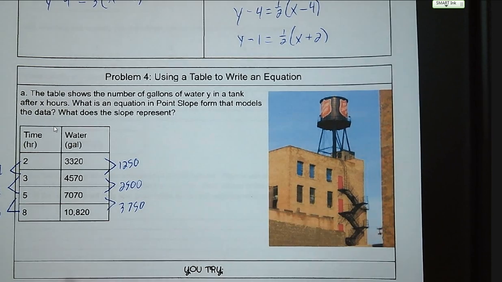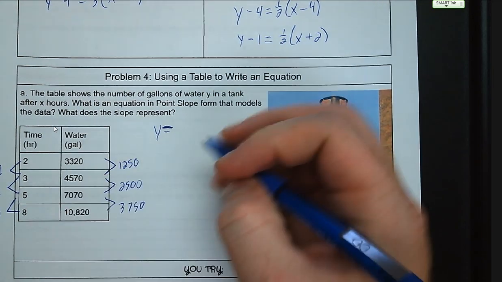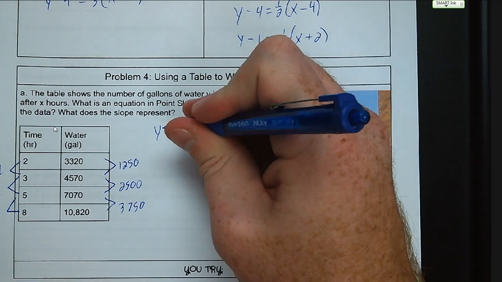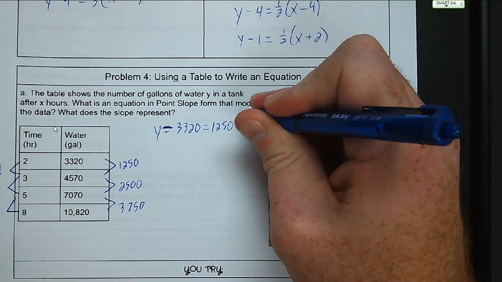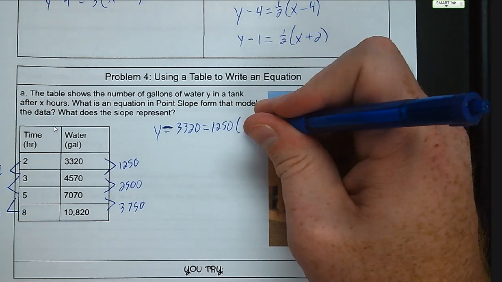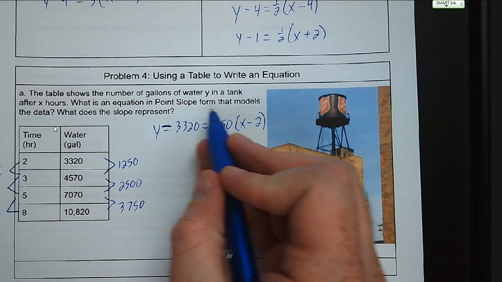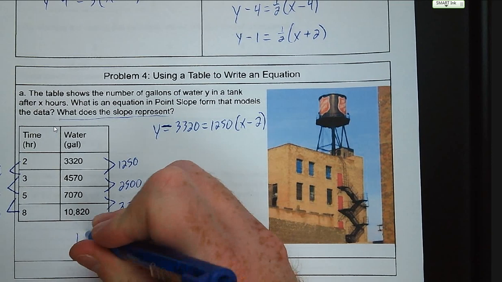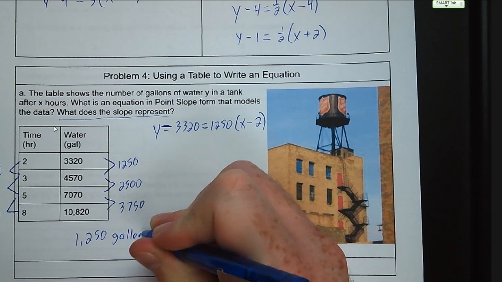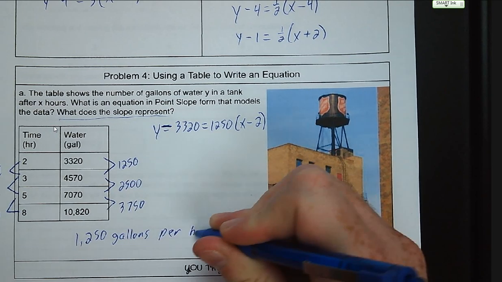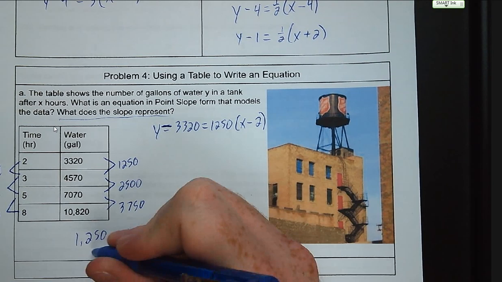So our equation is going to be y minus, well, let's just pick our first value, 3320, is equal to 1,250 times x minus 2. What does the slope mean? What does it represent? Well, it's 1,250 gallons per hour added, because we're increasing, to the tank.